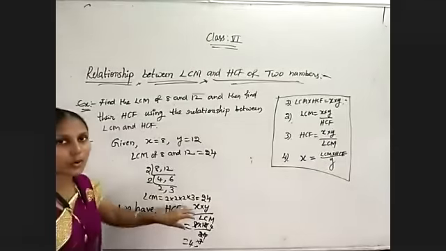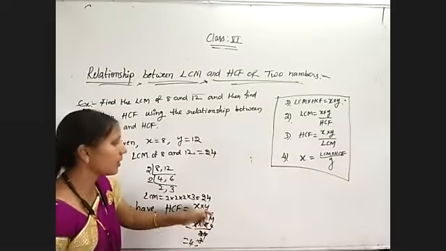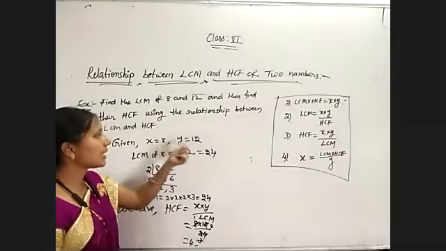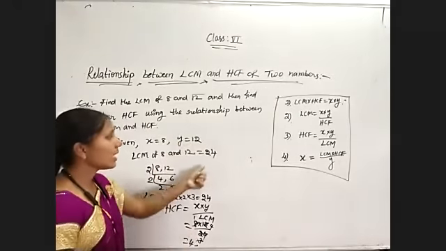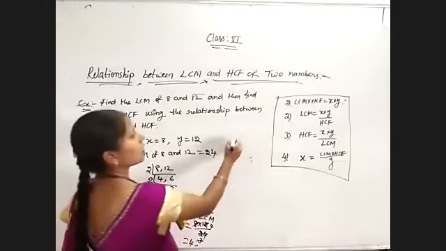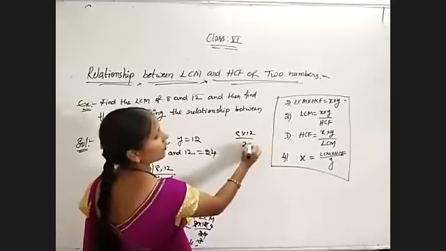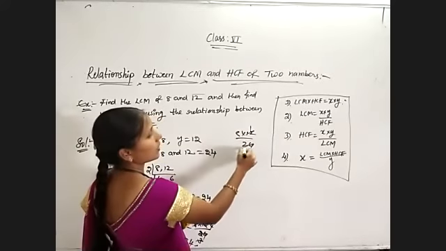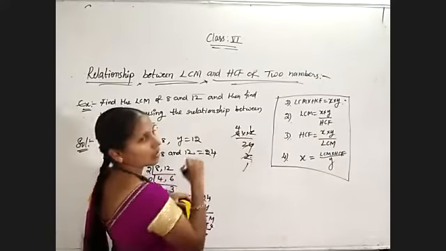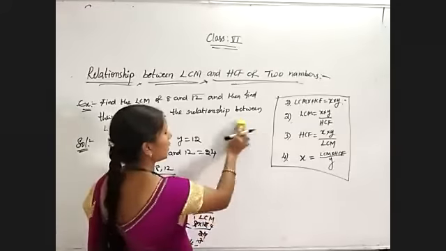HCF is equal to product of two numbers by LCM. So the product of the two numbers is 8 into 12, by LCM, which is equal to 24. So 8 into 12 by 24. Do the cancellation. 12 ones are 12, 12 twos are 24, so 2 ones are 2, 2 fours are 8. That's all. Okay.